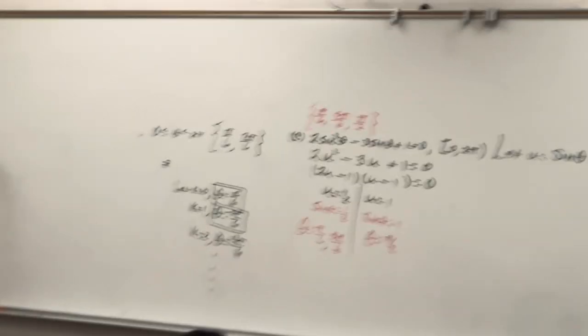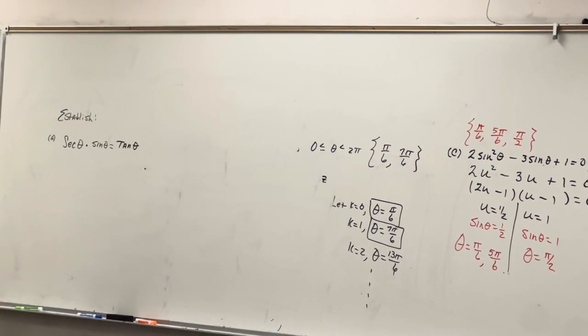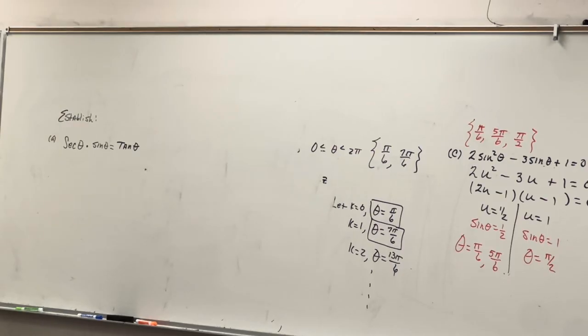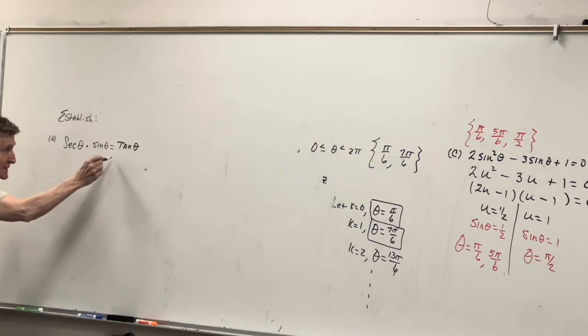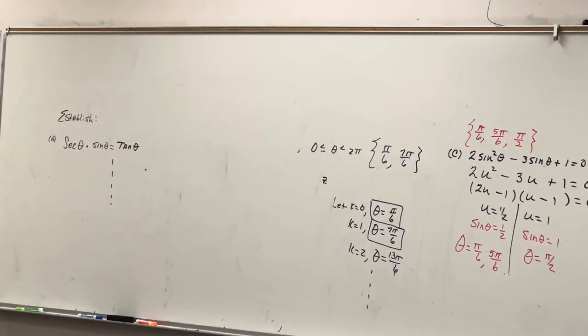You guys, this is a good, happy place to stop. They want you, not solve it, the word's not solve, establish. In other words, they want you to show that one side is equivalent to the other side, even though at this point they certainly do not look alike. And tell me how to do it.